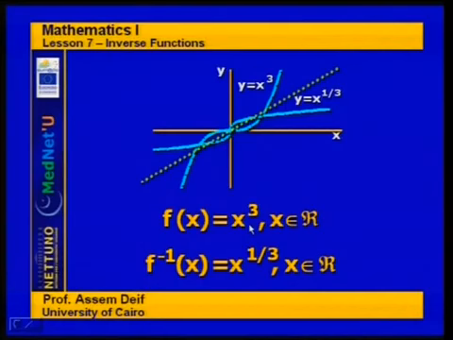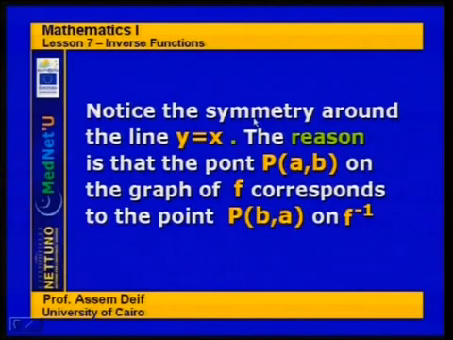Another example here, you have f of x is equal to x cube. What's the inverse of this function? Directly, f minus 1 is equal to x to the power one third. And you see here they're overlapping each other. This one here is x to the power one third, while the other one here is x cube, and both have domain and range R. So we have to state this remark, that there is symmetry around the line y is equal to x. The reason is that the point (a, b), like we said, on the graph of f corresponds to the point (b, a) on the graph of f minus 1.